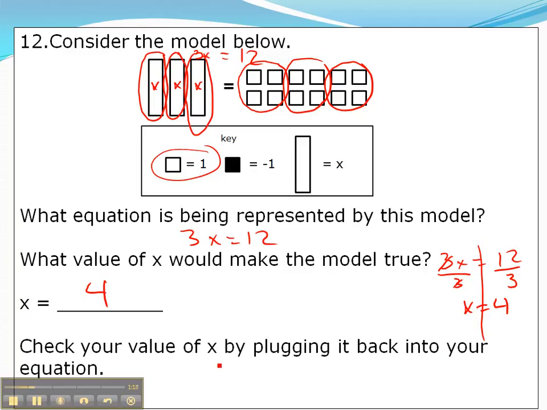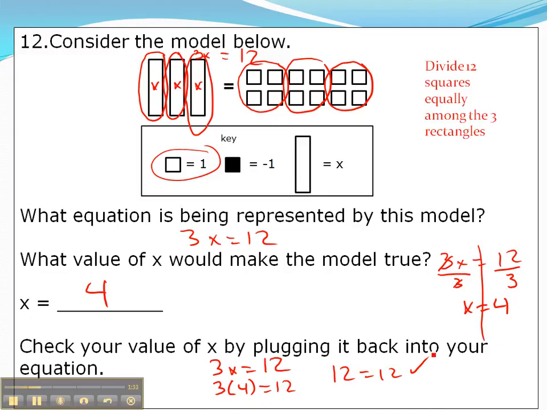We're going to check that by plugging it back in. Here's our original equation, 3x equals 12. If x is truly 4, then 3 times 4 should equal 12, and 3 times 4 does equal 12. We divided the 12 squares equally among the three rectangles. We did not divide the rectangles among the squares.